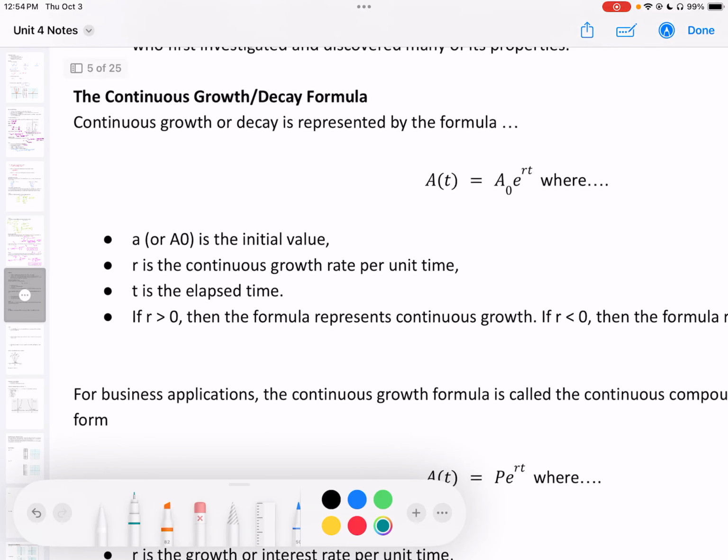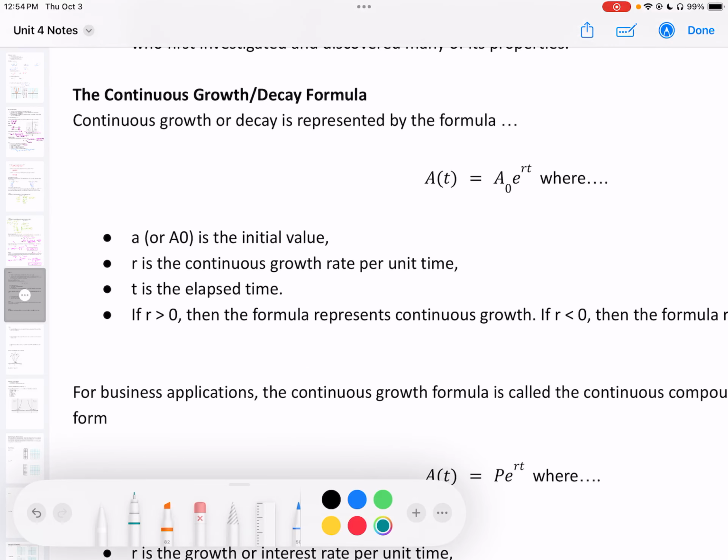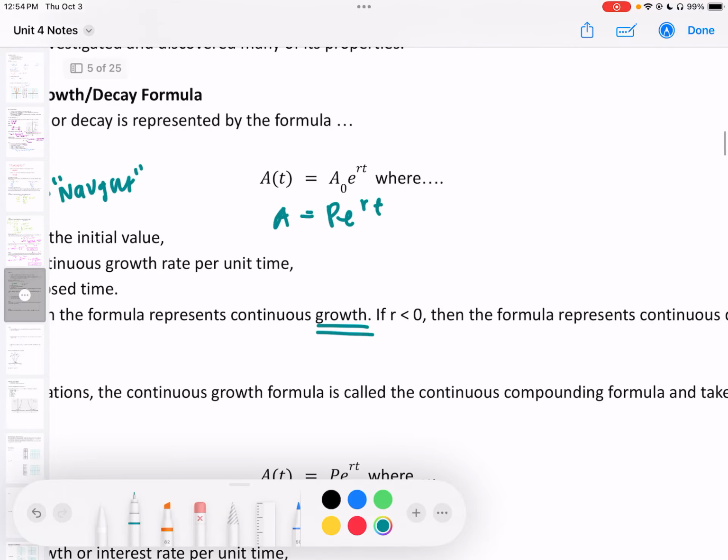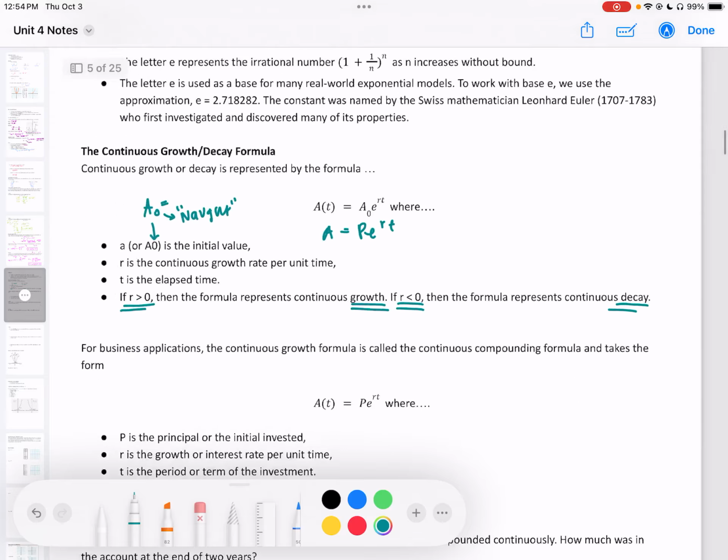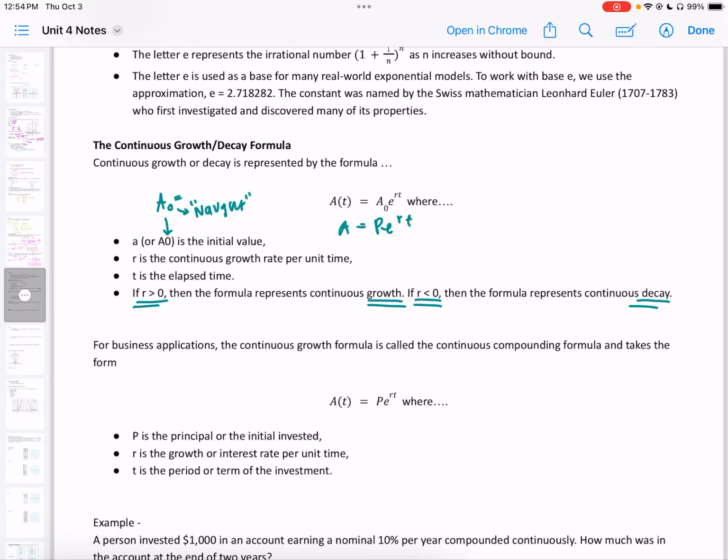So we have this continuous growth formula. I call it PERT. I usually write it with P e to the r t. It can be written either way. P would be principal, just like A naught would be principal. Okay, it's all the same. R is the rate, t is time. If r is positive, we have growth. If r is negative, it represents decay. So that's the only fundamental difference between the rates in the compounding formula versus continuous growth.